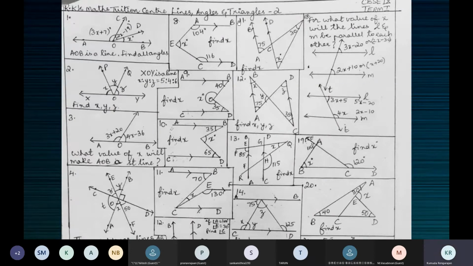Please work question number 8. Take down the figure in your book. This you know is from lines and angles. Which question, ma'am? Question number 8, here, right on top. Please draw the figure in your book and then start working.